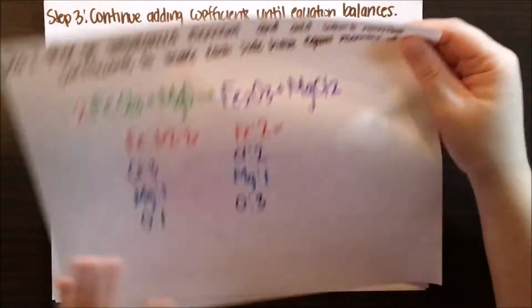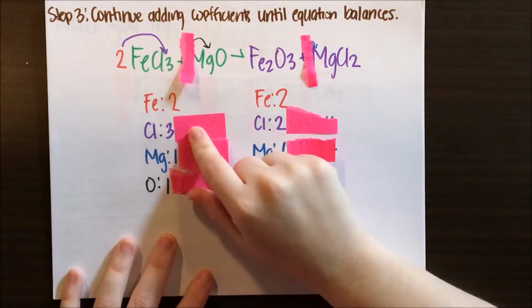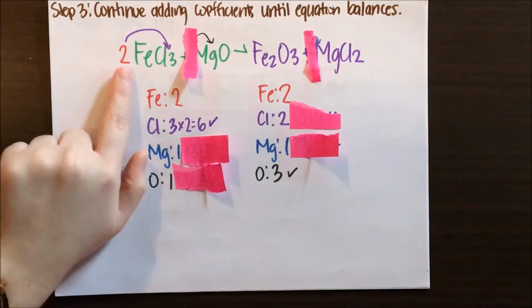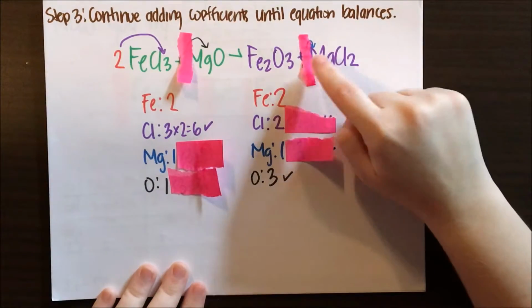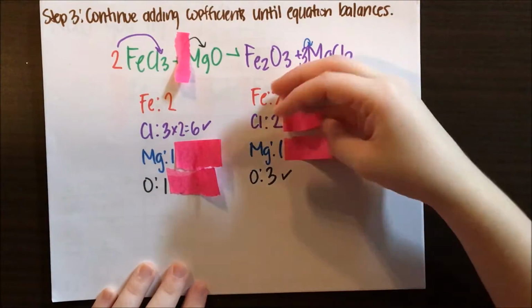The third step is to continue adding coefficients until the equation balances. So we need to apply our 3 to our chlorine, so it gives us 3 times 2, which equals 6. And so on the right side, we also have to balance our chlorine, so we multiply it by 3. So 3 times 2 also gives us 6, which means our chlorine is now balanced.